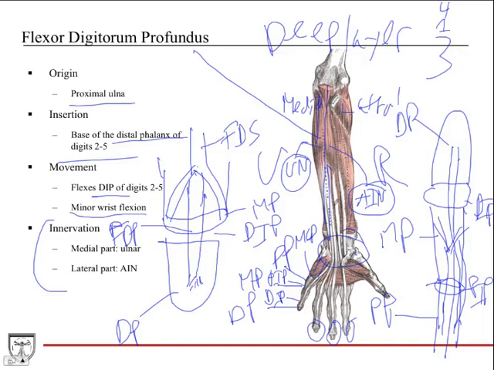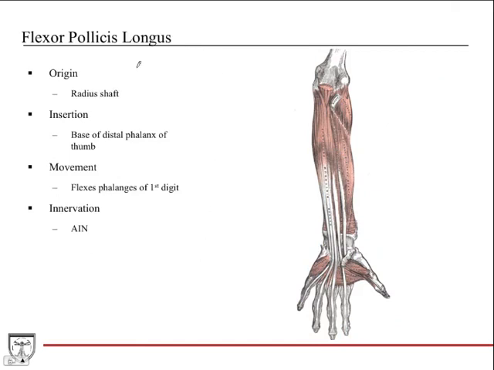Flexor Pollicis Longus. So this muscle here, if we get into it here, this is your Flexor Pollicis Longus here. The origin is the radius shaft. It has a nice broad proximal attachment, and it goes onto that distal phalanx of the thumb.